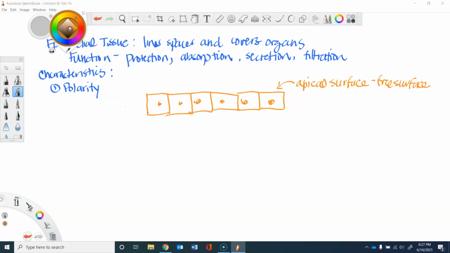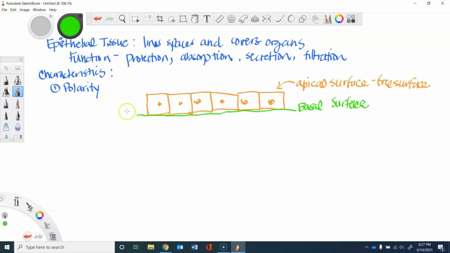The surface, make it green. Okay, so the surface here, this is where the epithelial tissue is attached. That is the basal surface. And the basal surface is basically connective tissue. Okay, so under here, a bit different color here. So under here we have connective tissue. So this is the basal surface. This is the part that's attached to the body. And then on the opposite side is the apical surface. Okay.